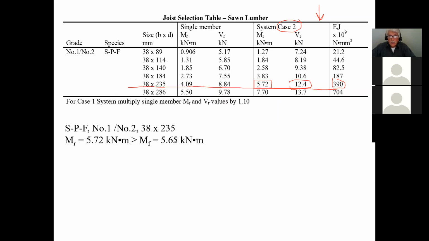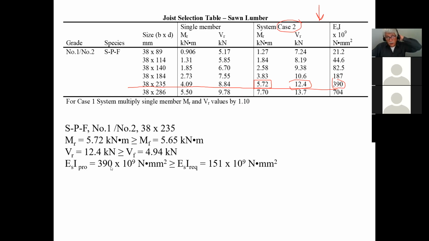And the MF value is greater than the MF value here. Well, this is not really the MF value, but I know that when I take this value here and I multiply by all those factors, it will still be greater than that MF value that I originally calculated. And the same thing with the VR value. And then, of course, the ES I provided, so 390. So that means I've got my strength, I've got my serviceability, I've got the good member.